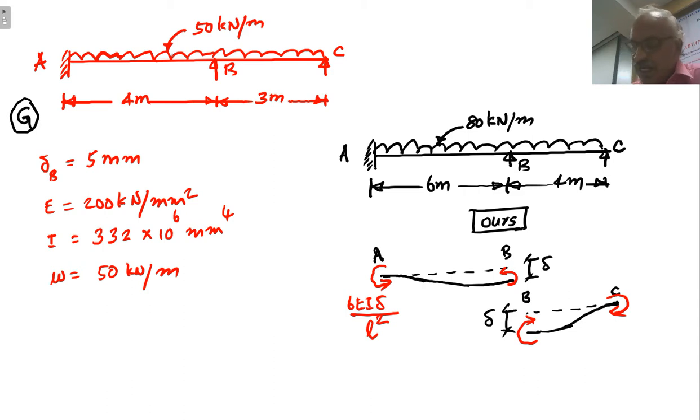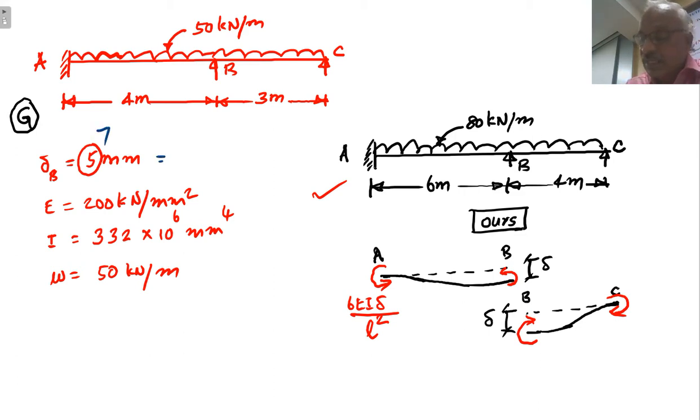Now I have taken the span 4 meters as 6 meters. We are going to solve the problem on the right hand side. In the place of 4 meters I have taken 6 meters. In the place of 3 meters I have taken 4 meters. Delta, instead of 5 mm, I will change it as 7 mm. In the GATE examination they have given 5 mm, I will take it as 7 mm.